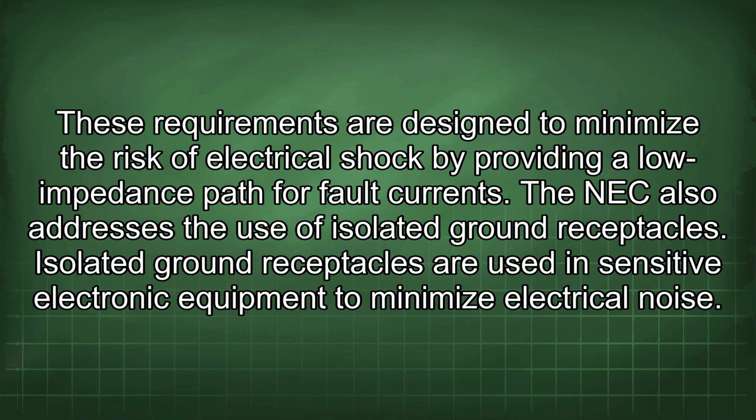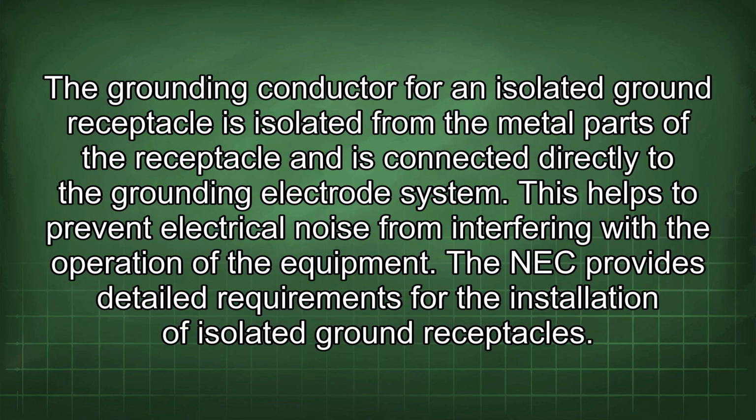Isolated ground receptacles are used in sensitive electronic equipment to minimize electrical noise. The grounding conductor for an isolated ground receptacle is isolated from the metal parts of the receptacle and is connected directly to the grounding electrode system. This helps to prevent electrical noise from interfering with the operation of the equipment. The NEC provides detailed requirements for the installation of isolated ground receptacles.